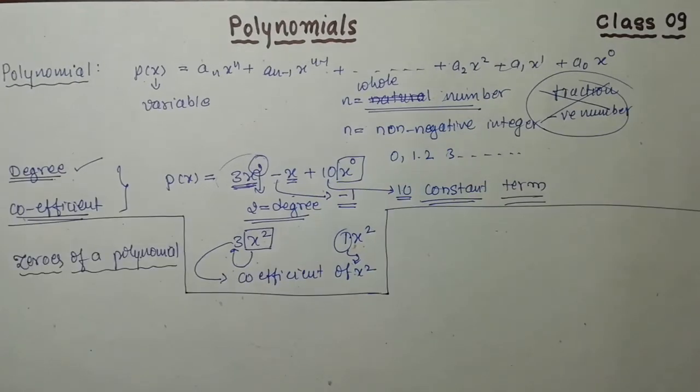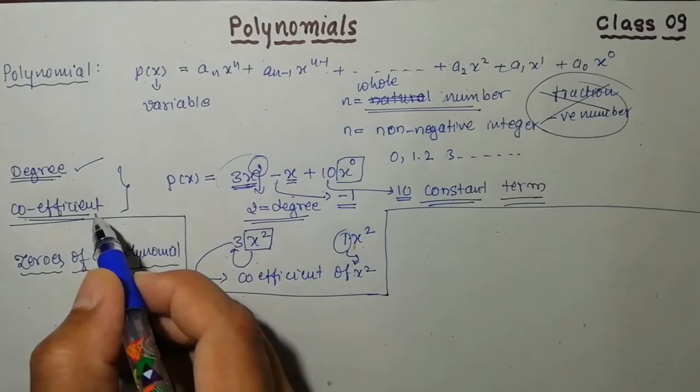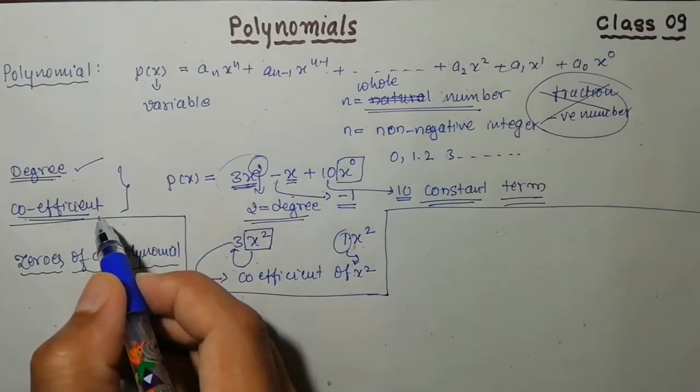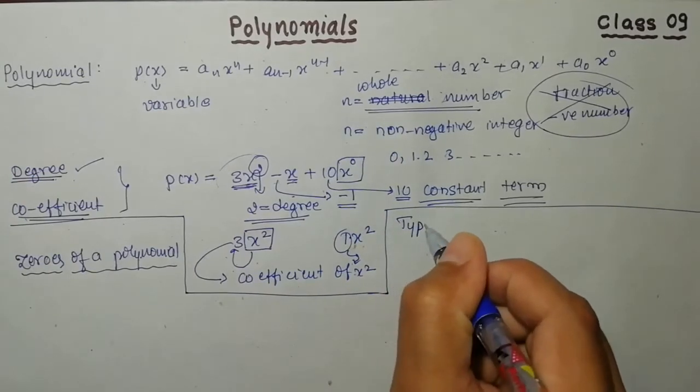Now the next important thing is a zero of a polynomial. So what is zero of a polynomial? Before that, one thing I forgot to mention for you: types of polynomial. I'm going to write down here, types of polynomial.